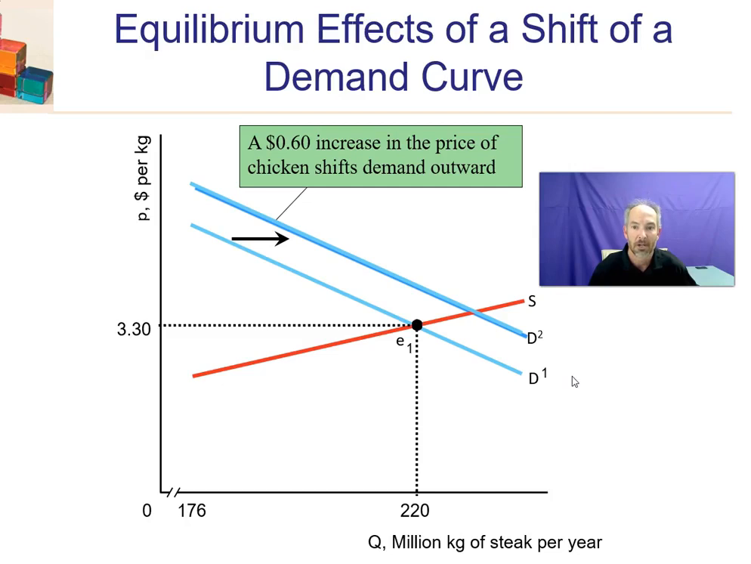Our new equilibrium price of steak has gone up. Our new equilibrium quantity of steak has also gone up. I hope this helps in explaining what happens to the new equilibrium, finding a graphical solution given a change of price of a good that's not steak, but some other good, in this case, a substitute good.